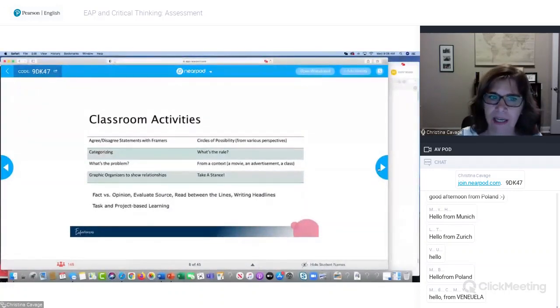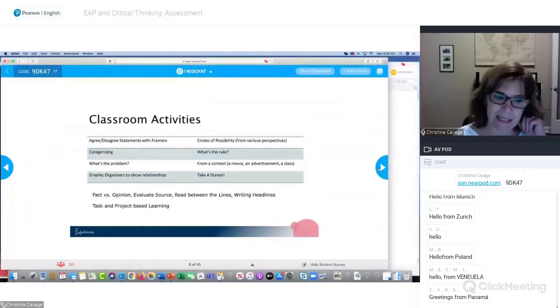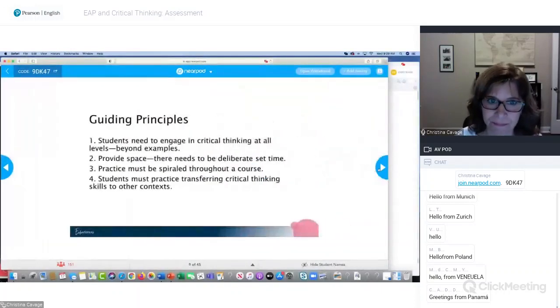So we talked about statements that agree and disagree, categorizing, identifying problems, using graphic organizers, using circles of possibility, having students present information from various perspectives, students deducing the rules, students taking a stance. We talked about facts and opinions, evaluating sources, reading between the lines, having students write headlines, and then tasks and project-based learning. All of these kinds of activities can really build students' critical thinking.